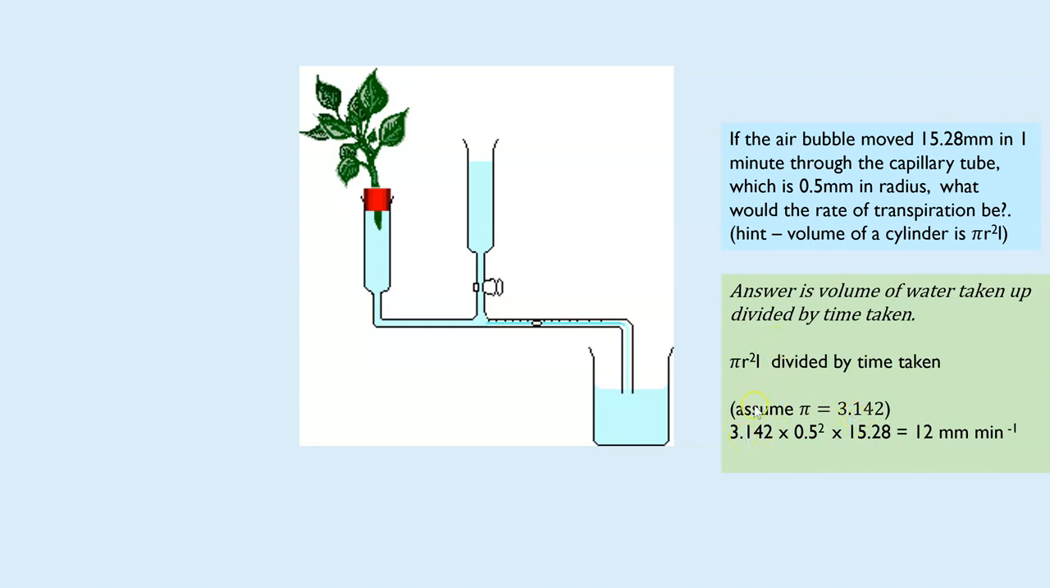Now we're just going to assume that pi is 3.142 in this example. So we can then put in the data. We've got pi, 0.5 squared, and the length or the distance was 15.28. Multiply all of those and it comes to 12. So that's 12 millimetres cubed per minute. Sometimes you might be asked to do a conversion. They might ask you to convert that to a different unit, so maybe centimetres instead of millimetres, and per minute, perhaps they might ask you to convert it to seconds or hours.